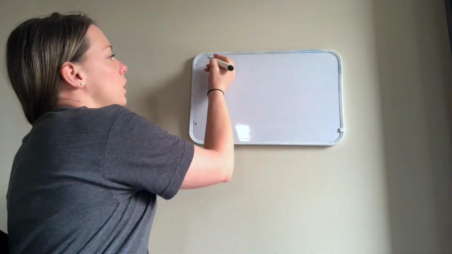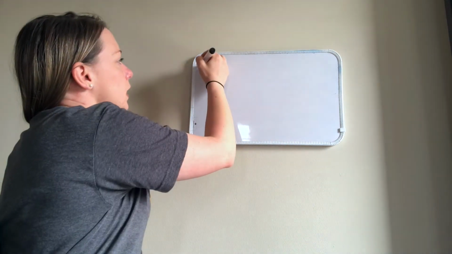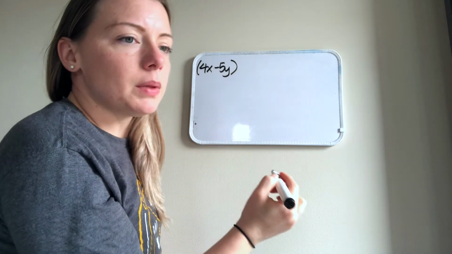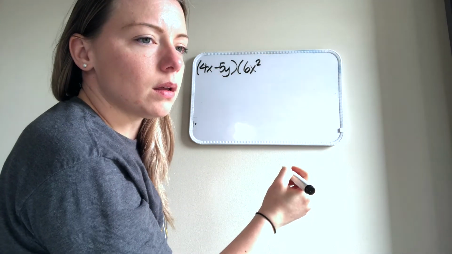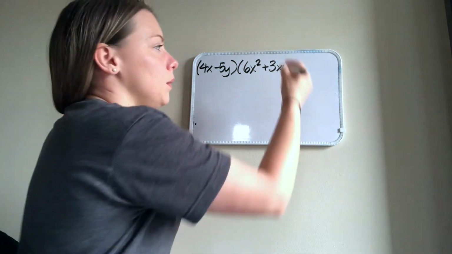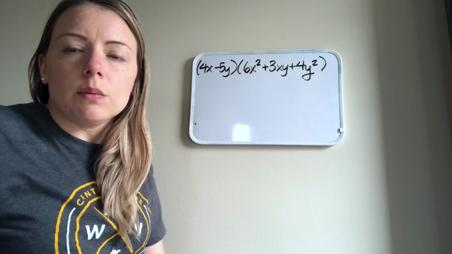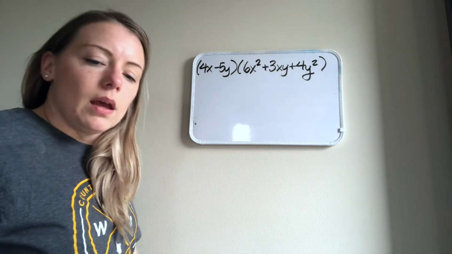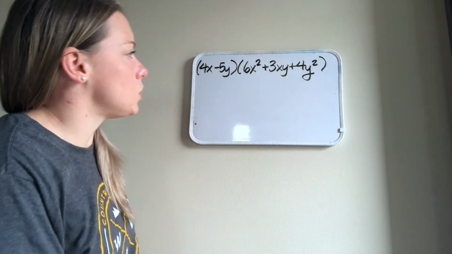So at question number 4, you have 4x minus 5y multiplied by 6x squared plus 3xy plus 4y squared. All right, so we can see that we have a binomial multiplied by a trinomial, so we're going to still follow the same rules. I am then going to distribute 4x by each one of these terms.